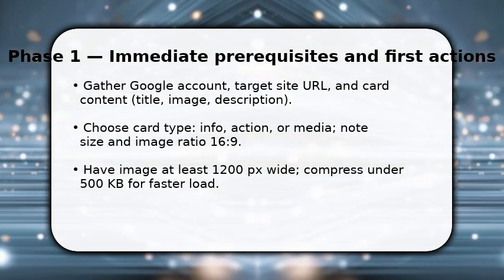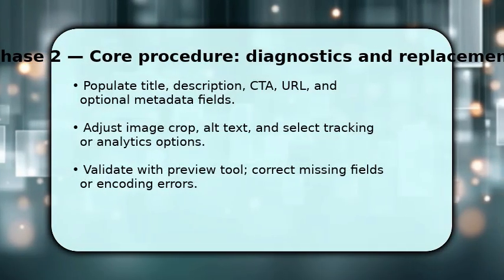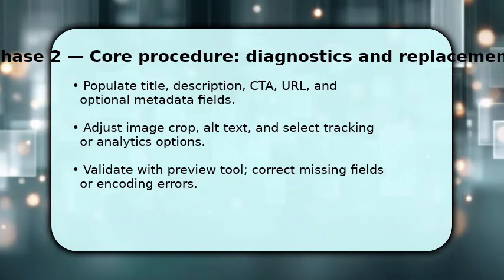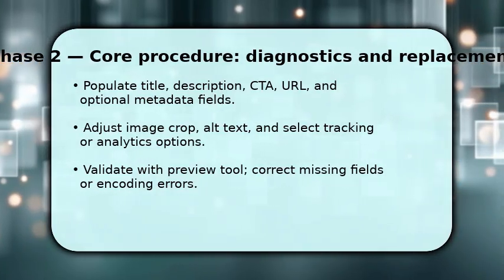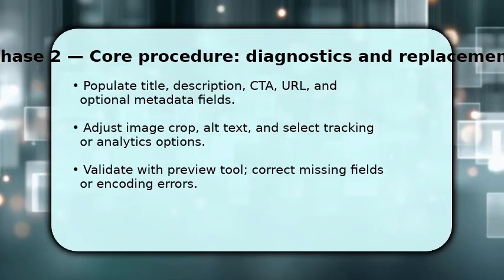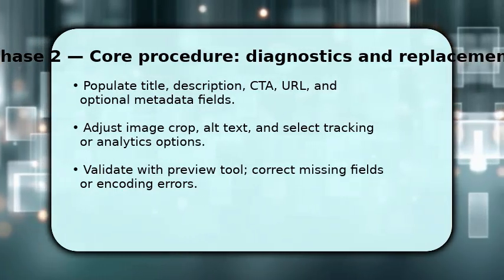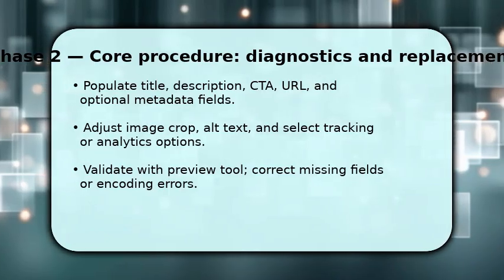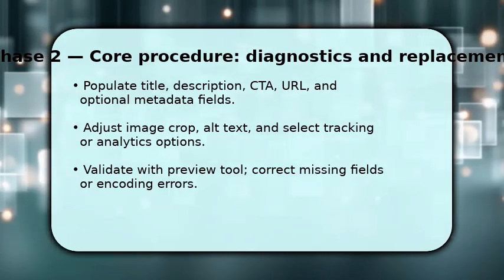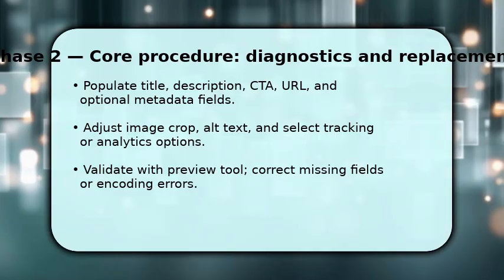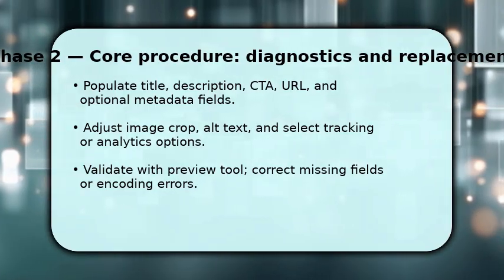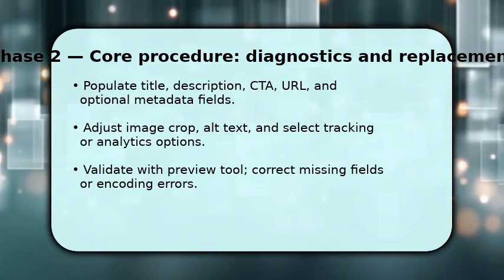Now you continue by filling every required field and configuring behavior. Enter a clear title, a short description, and a single call to action. Set the destination URL and add alt text for the image so accessibility is preserved. Then adjust crop and image focal point to avoid text cutoffs and toggle analytics or tracking if needed.